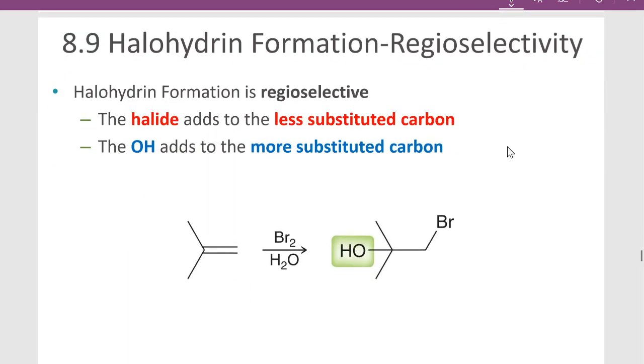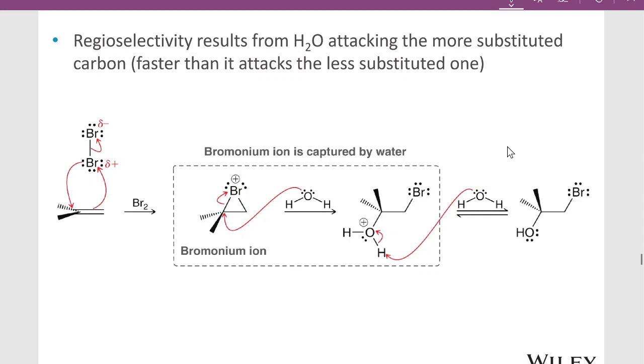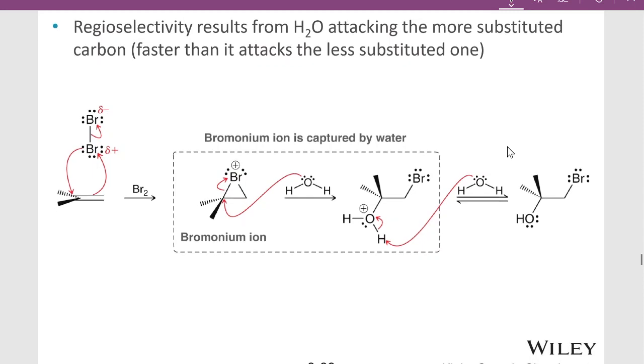We also have regioselectivity here. The halide is going to add to the less substituted carbon, and the OH is going to go to the more substituted carbon. The reason is that if we have an asymmetrically substituted alkene, in the first step, that alkene is going to attack the bromine of the Br2, forming that bridged bromonium ion species, because one of the pairs of electrons from the bromine can form that bridge. So we've got our bromonium ion here.